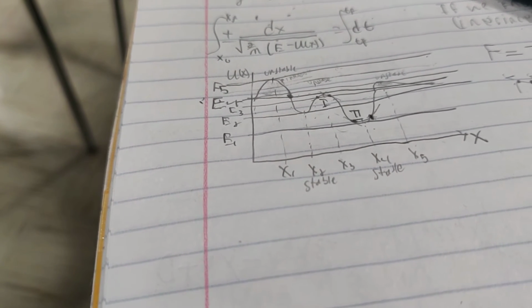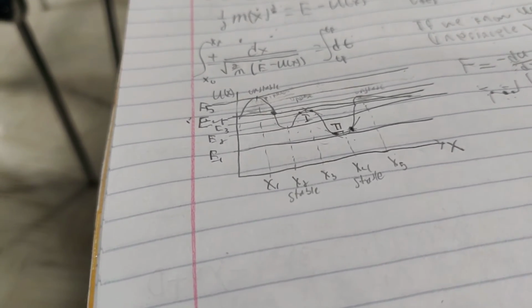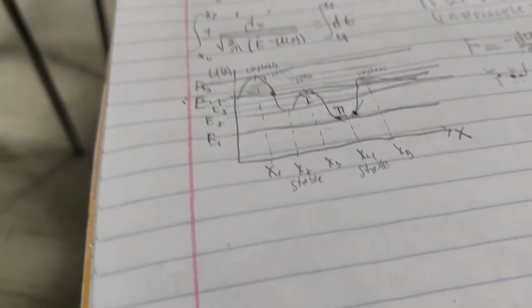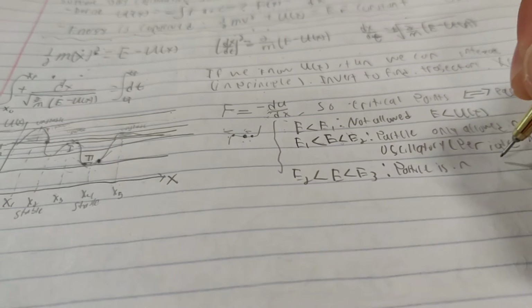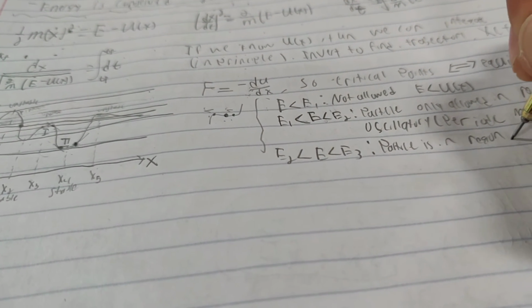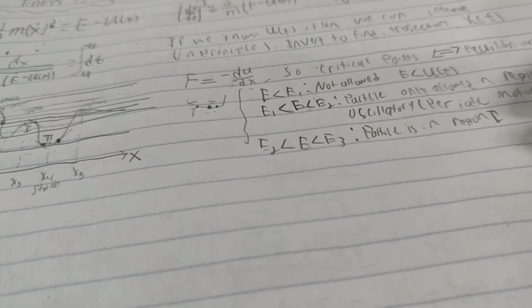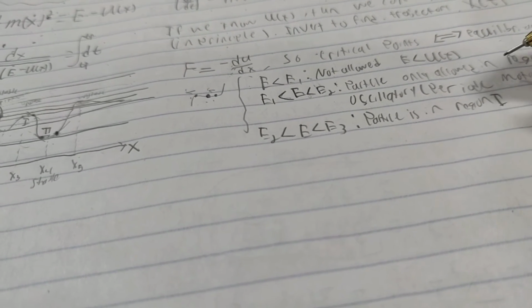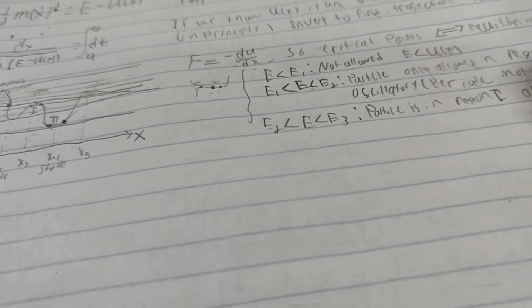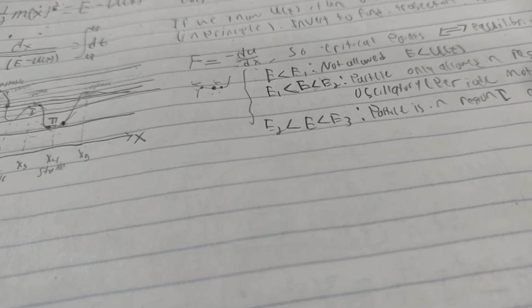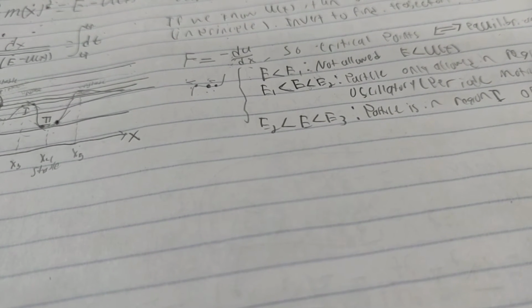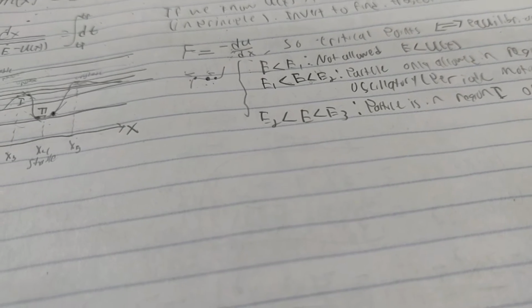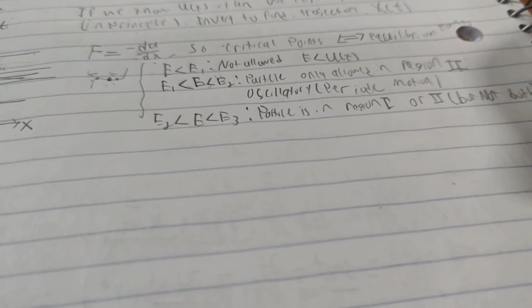All right, so we can say that the particle is in region 1 or region 2, but it can't be both. Right? It can't go back and forth between region 1 and region 2 because it doesn't have enough energy. If my level is here, it doesn't have enough energy to get over that bump.